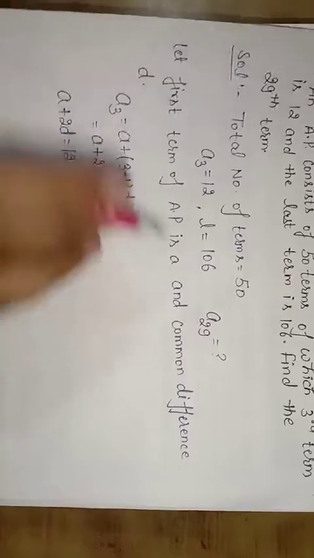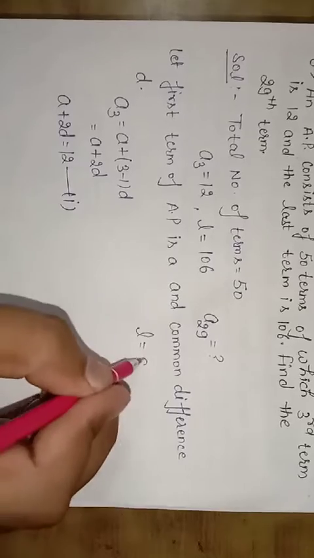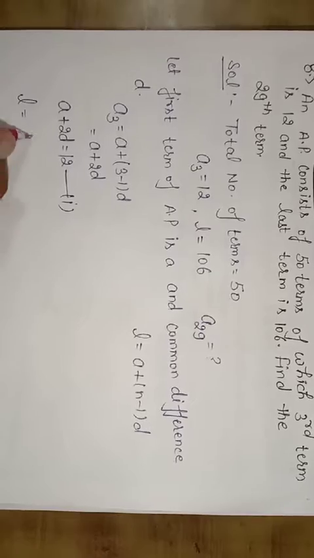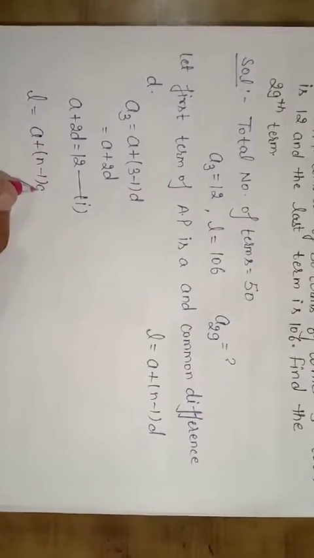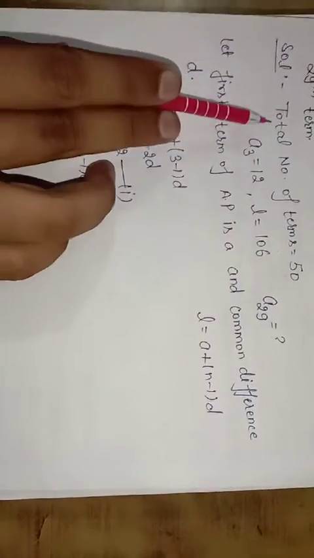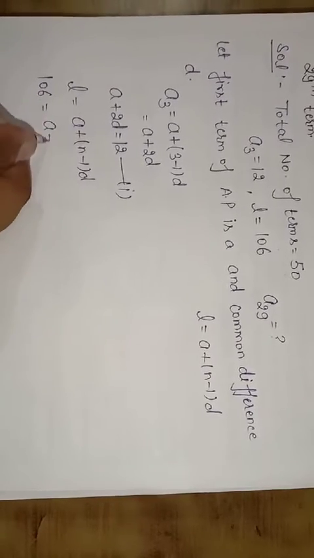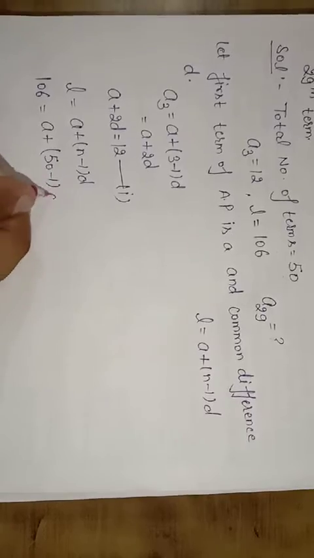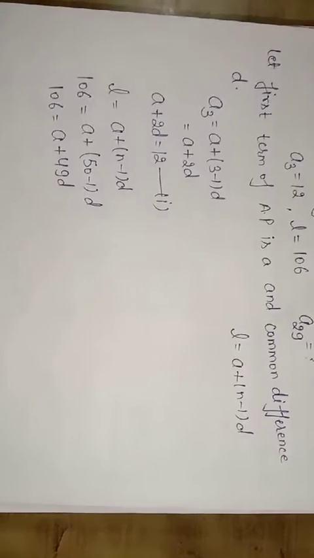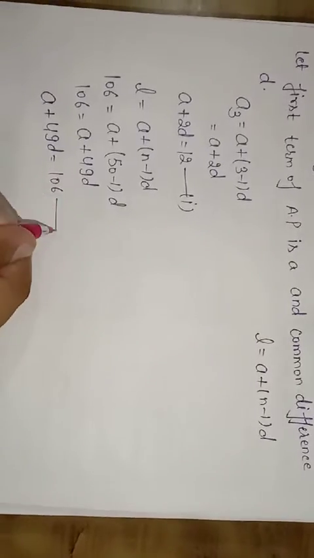Now students, we are given the last term. We know that the last term of an AP, L, equals A plus n minus 1 into D. But the total number of terms in this AP is 50, so the value of n is 50. Now the last term is 106, which equals A plus 50 minus 1 into D, so 106 equals A plus 49D. So A plus 49D equals 106. Consider this equation 2.